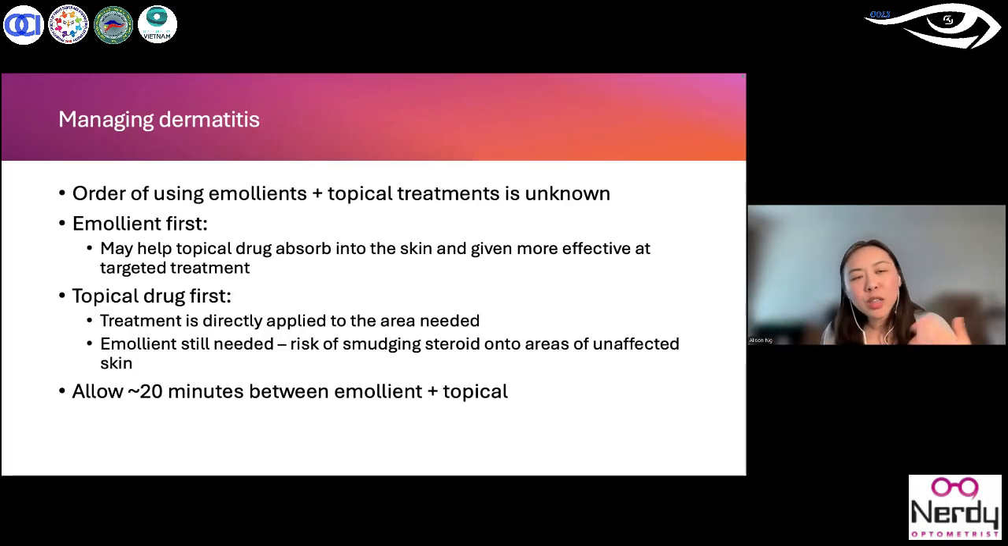What dermatologists do typically recommend is that you allow about 20 minutes between each of those products that you're applying to the skin. So allow 20 minutes between whether it's topical first or emollient first. Just allow a little bit of time for the product to seep in and work, and then apply the other one on top.